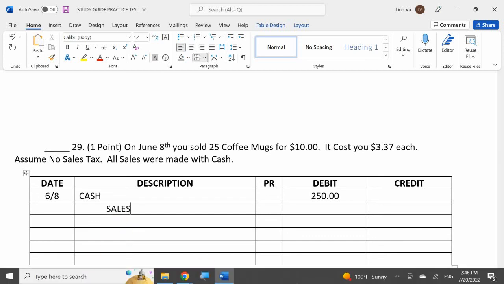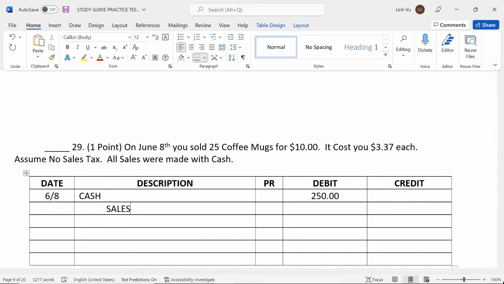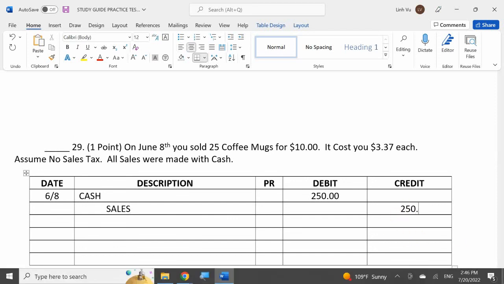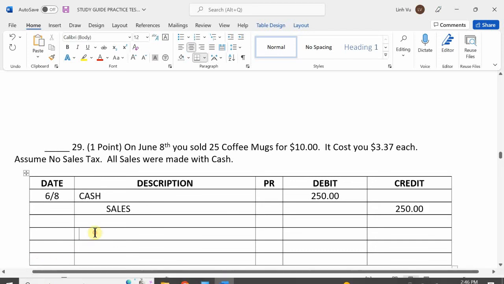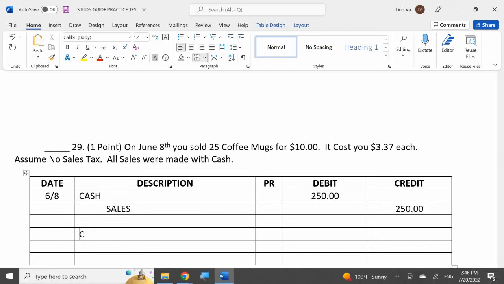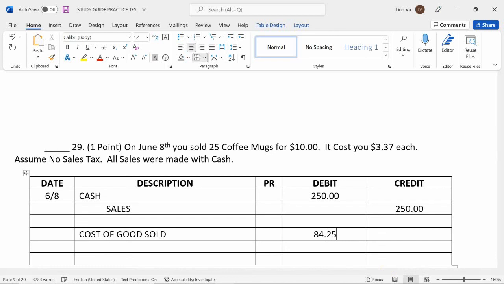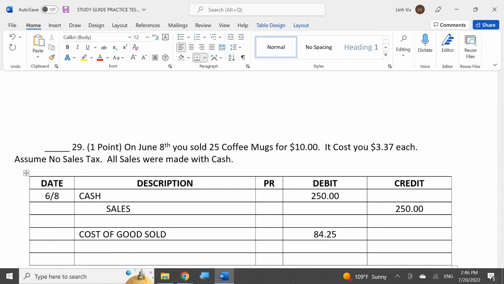We need to recognize that we sold our coffee mugs first, for $250. And then we do the cost of goods sold because it's perpetual. So cost of goods sold is 25 times 3.37, equal to $84.25. And then we also credit the same amount from mugs, the inventory.